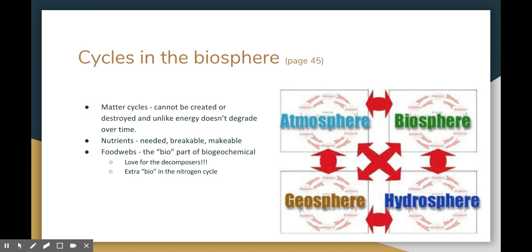When we talk about matter, as you remember from the previous video, matter can't be made or destroyed. We can swap what compounds different elements are in and which different atoms are in, but we can't make new atoms and we can't destroy atoms. So we have what we have and we need to keep reusing them.